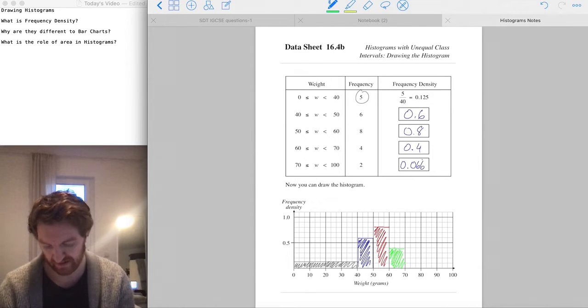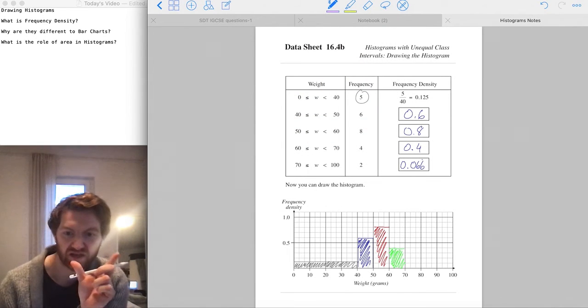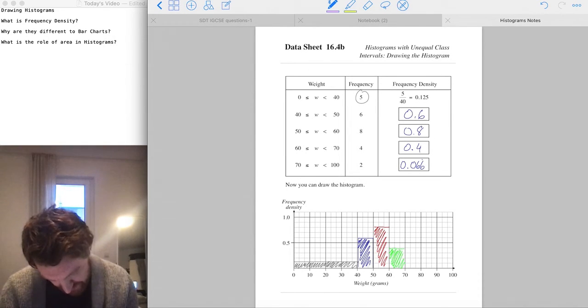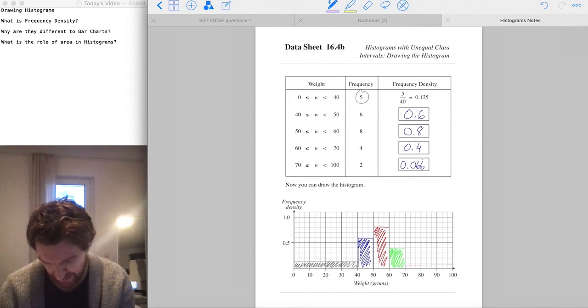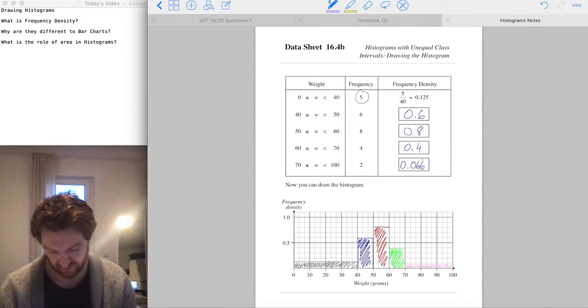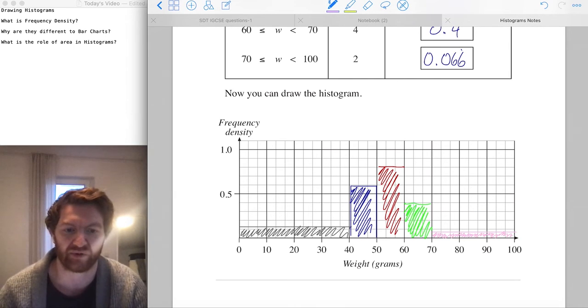And finally, let's do it in pink. The last one is only worth 2 people, but it's 30 wide. So it's a very, very wide box, but it's only going up 0.06. So we need a very, very low, thin one. It's not even a whole box high, which is going to look something like this, because it's 2 people spread out over a long range from 70 to 100. I'll zoom in a little bit more on that so you can see it. Again, the shading isn't perfect, the lines aren't perfect, but you get the idea.